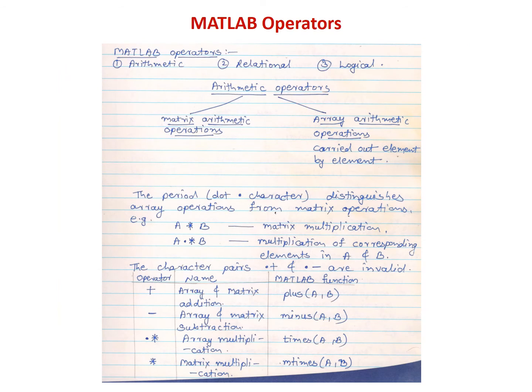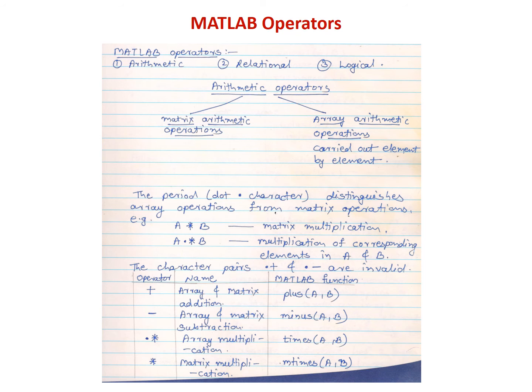Now we will see MATLAB operators. Three types of operators are there: arithmetic, relational and logical. Then arithmetic operators are of two types. The first one is matrix arithmetic operation and the second is array arithmetic operations. Array arithmetic operations are carried out element by element. The period, that is the dot character, distinguishes array operations from matrix operations.